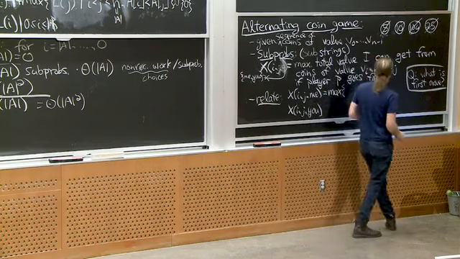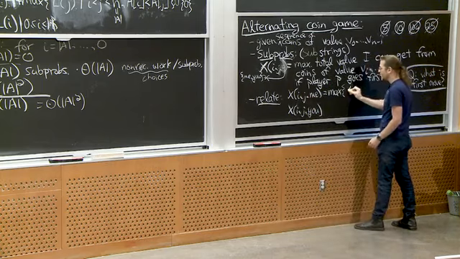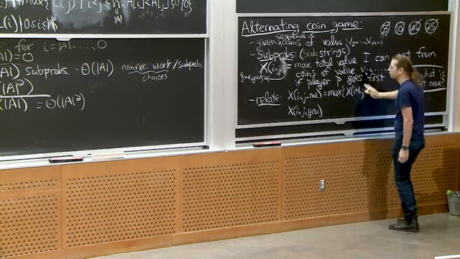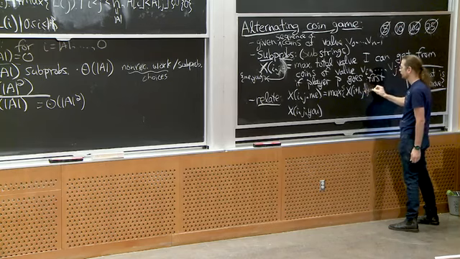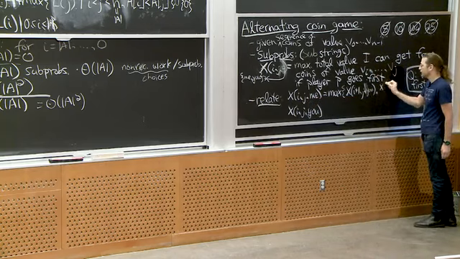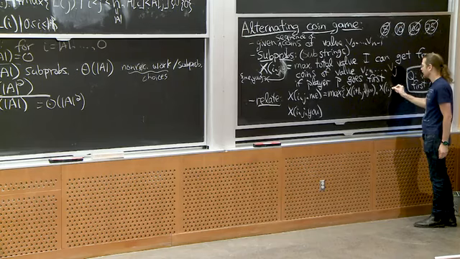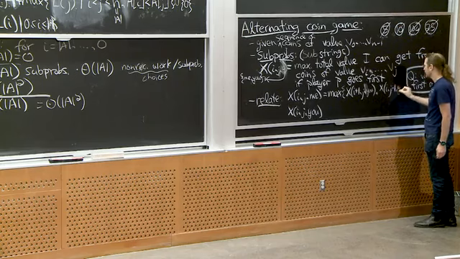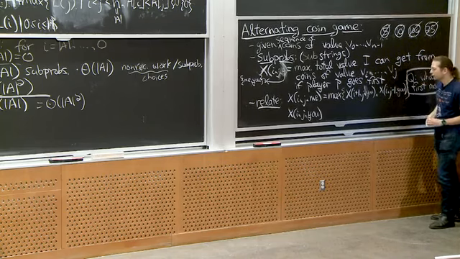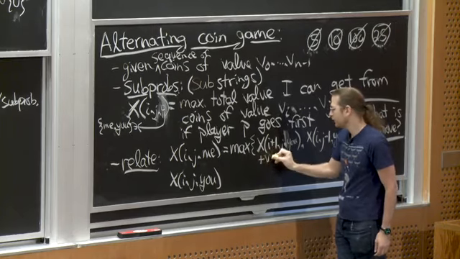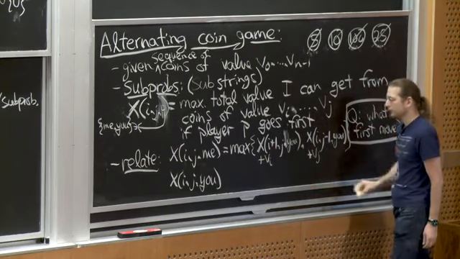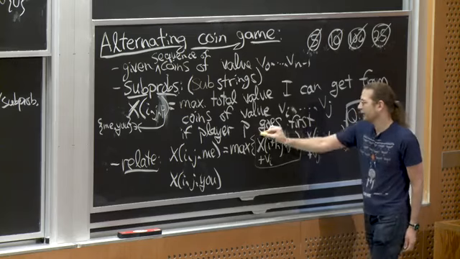If we're moving, we want the maximum total value of the two choices. If I take from the i side, the left side, that would be x of i plus 1, j. And now, crucially, we flip players, because then it's your turn. If I take from the j side, that will make it j minus 1, which is what I accidentally wrote at the beginning of the lecture. Also flip players. Oh, I should add on here the value of the coin that I took.